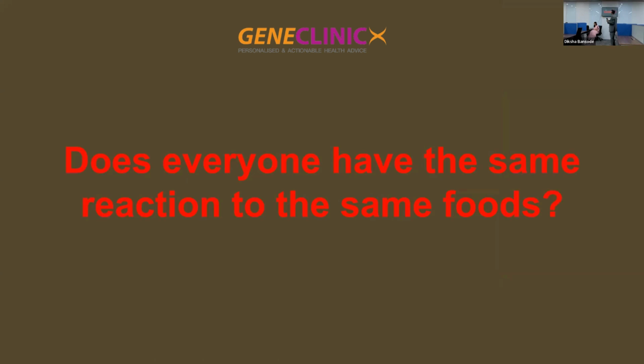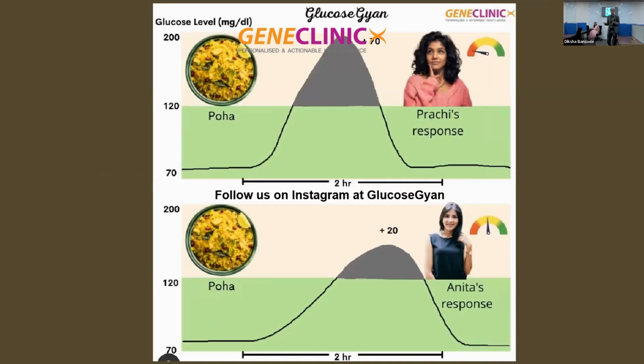And then, does everyone have the same reaction to the same foods? The answer is no. They will have similar reactions, but not the same, because this is where the genes do play a role. They play a 20-30% role. They don't play a 100% role, but they don't play a 0% role, right? So two different people have poha. Poha has a lot of carbs, so it's going to cause a spike. The only question is how much. If you're lucky and you're from a good gene pool, not as much. If you're not, then it does.